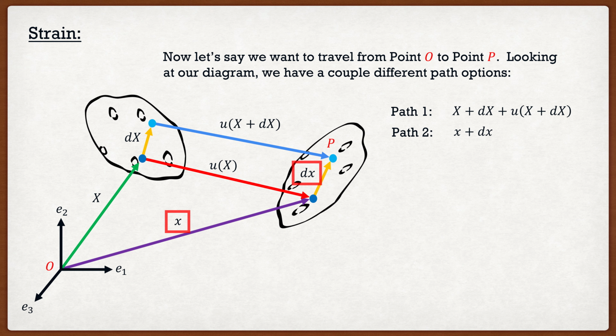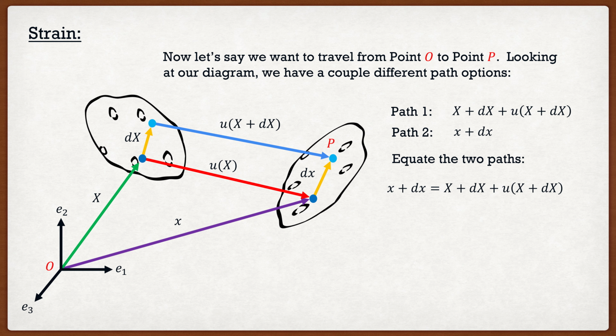Now, by the rules of vector addition, these are actually equal, so we can equate these two paths. So we get small x plus d of small x is equal to x plus dx plus u of x plus dx. Now what we're going to do is start manipulating this equation. But this equation right here forms the basis of trying to find our strain tensor.